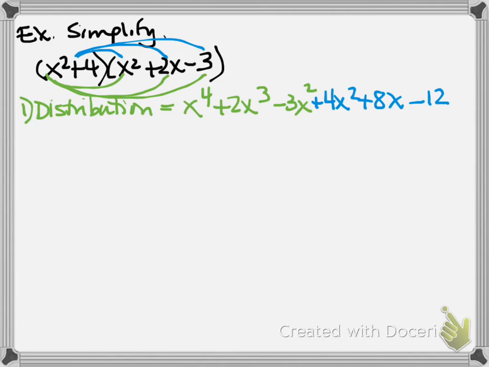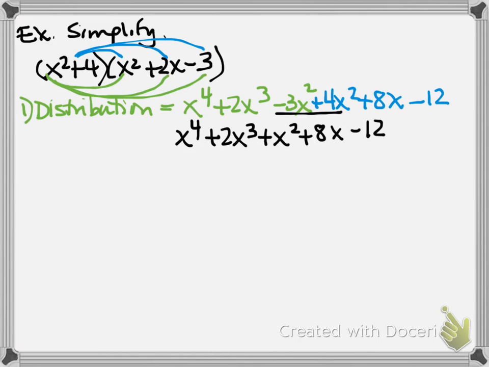So now I'm looking for like terms, and x to the fourth is the only one that shows up. I only have one x cubed, so I get the plus 2x cubed. I do have 2x squared, so I'm going to add them together, and that gives me a positive x squared, negative 3 plus 4. And then I have an 8x, and I have a negative 12. Okay? So that's how I would do this with distribution.